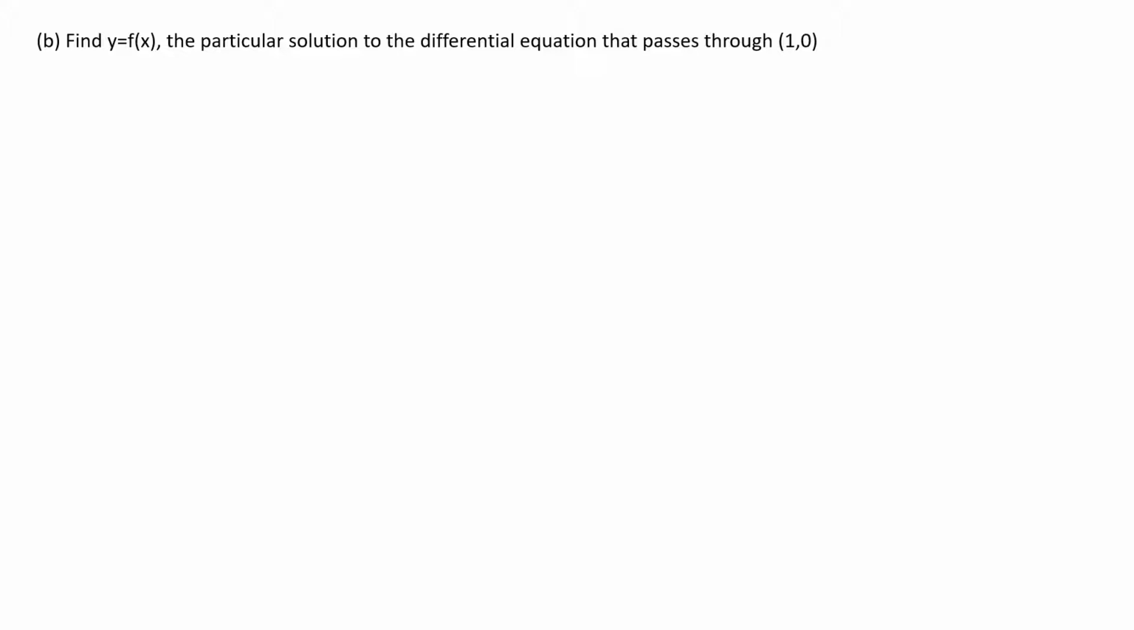Part B, find y equals f of x, the particular solution to the differential equation that passes through (1, 0). The meat. Let's start by separating. We have 1 over e to the y dy is equal to 3x squared minus 6x dx. All I did basically was get my y's onto one side and my x's onto the other side. Step 2 is to integrate.